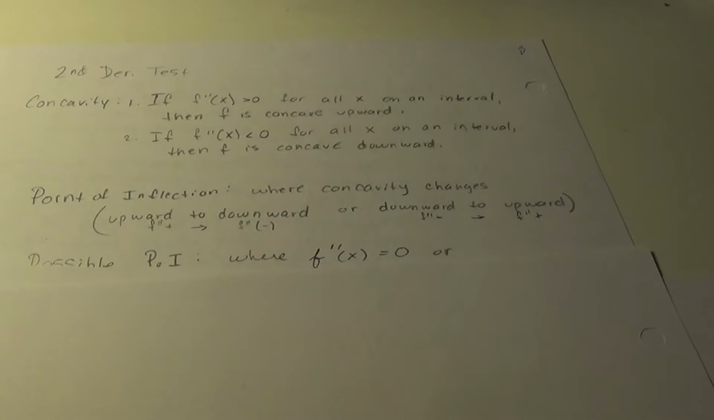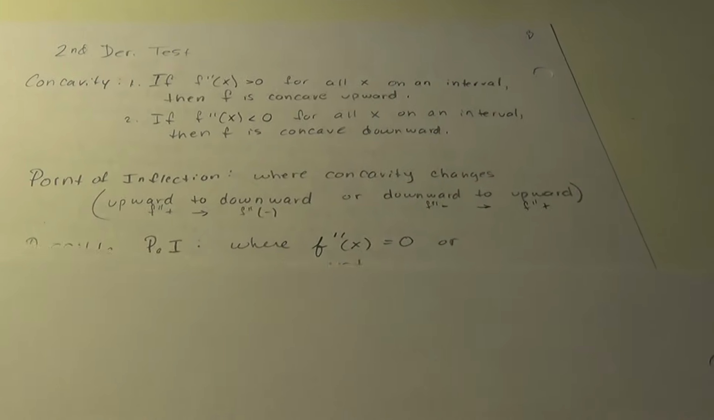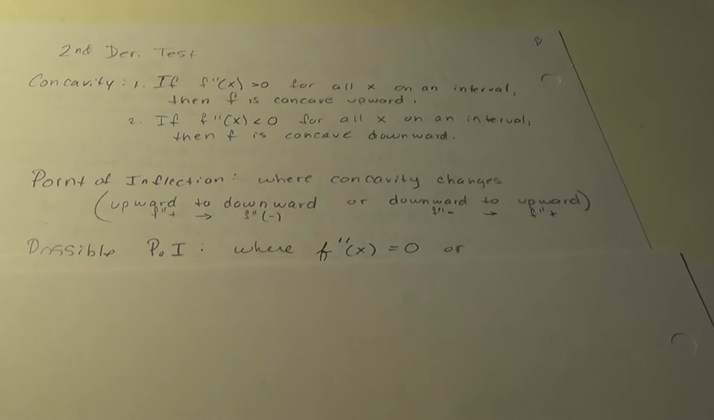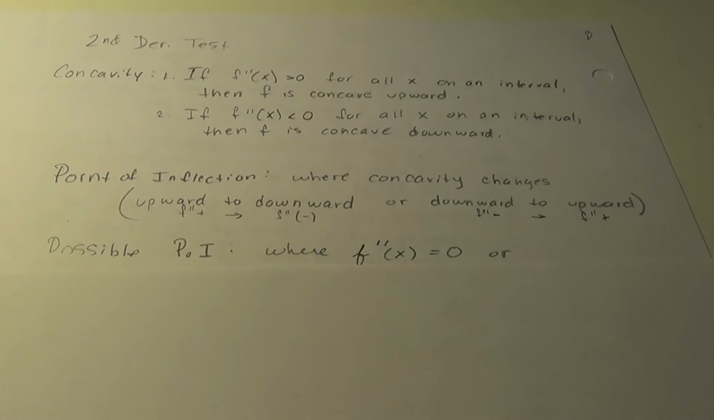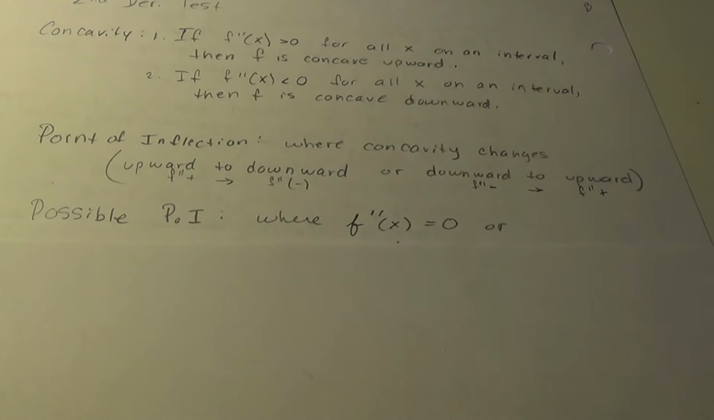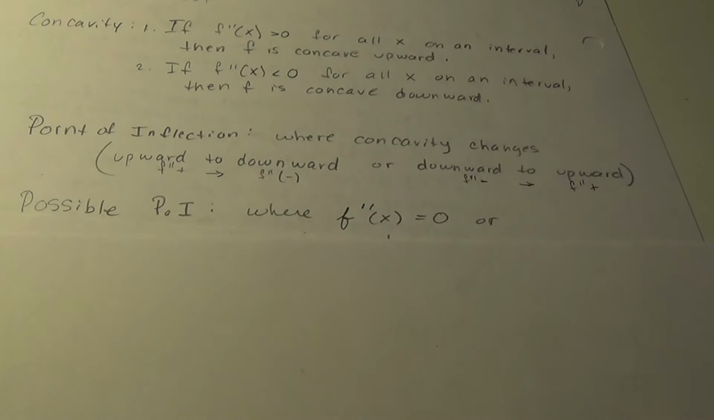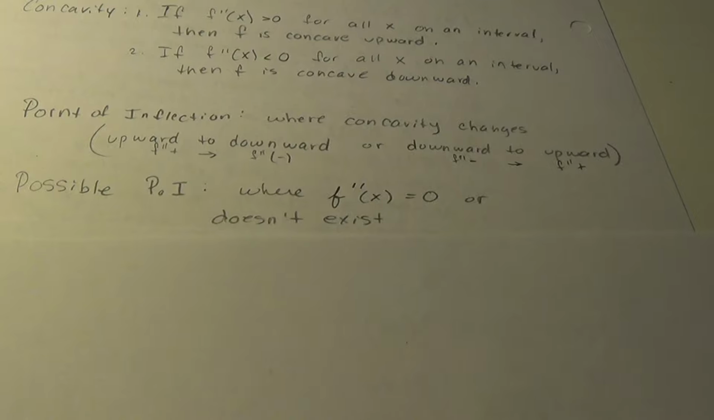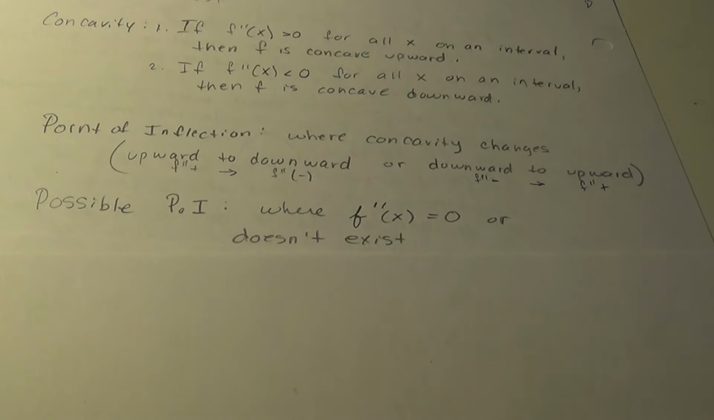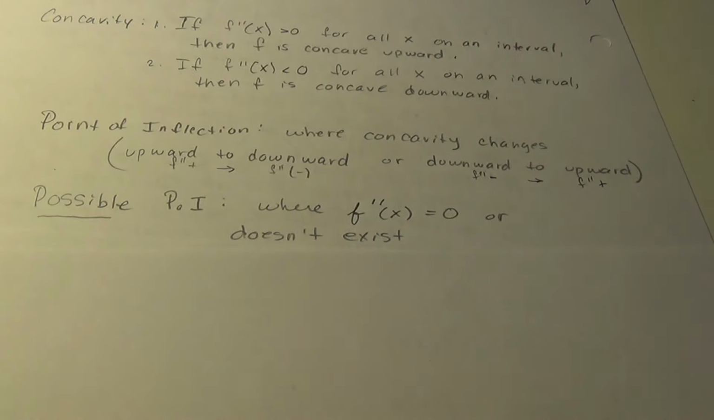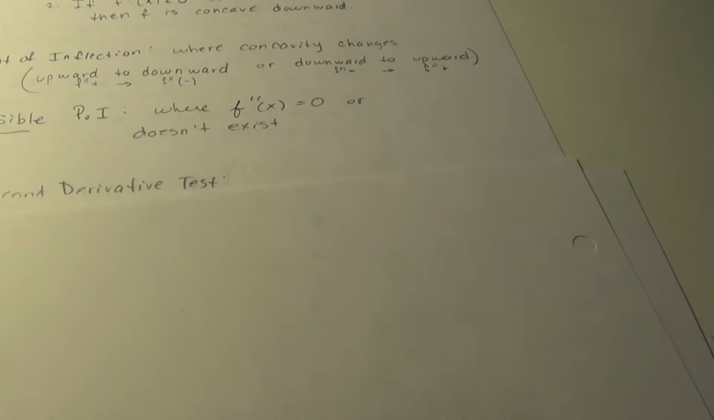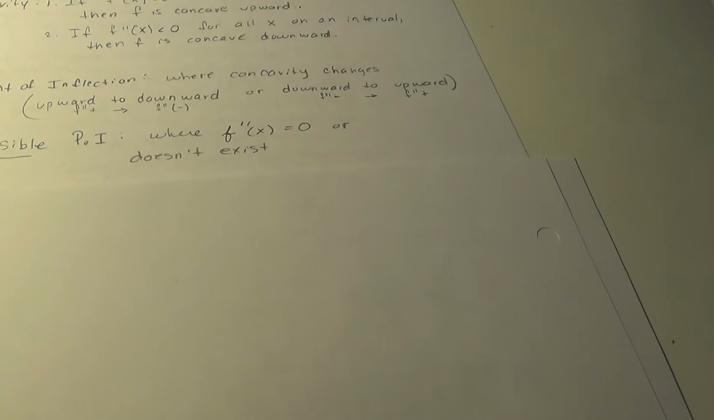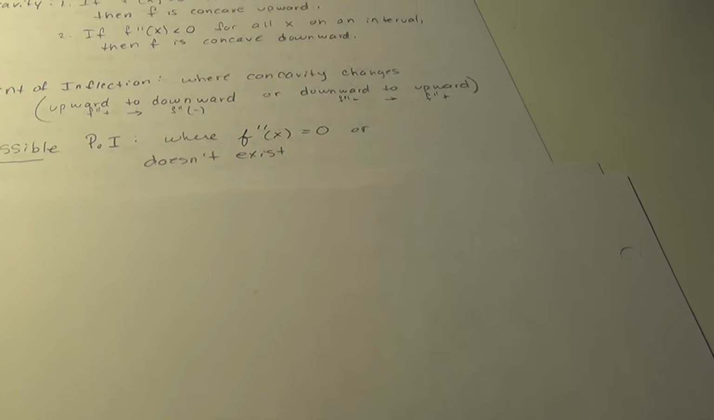And we talked about that already, but I want you to write it down formally. Where the second derivative is 0 or it doesn't exist is where we are going to look for possible points of inflection. So sometimes we find some imposters, but that's okay. All right. So that's sort of a recap of what we've talked about previously.